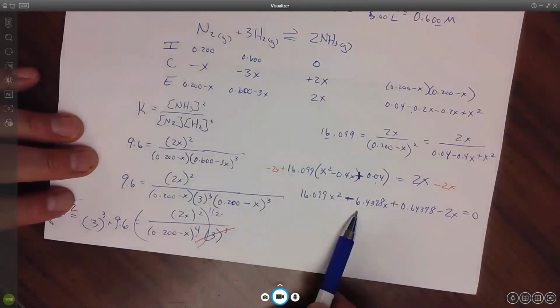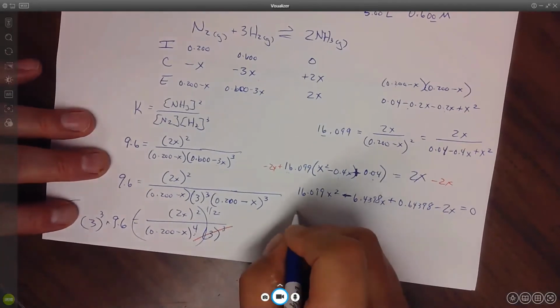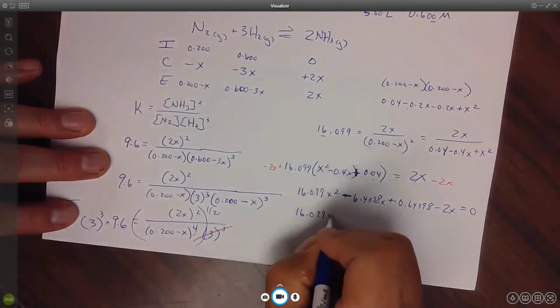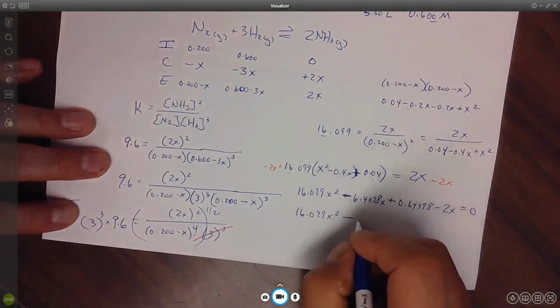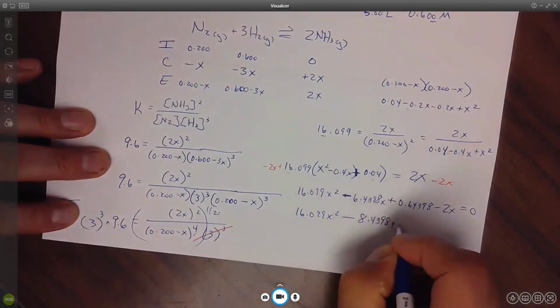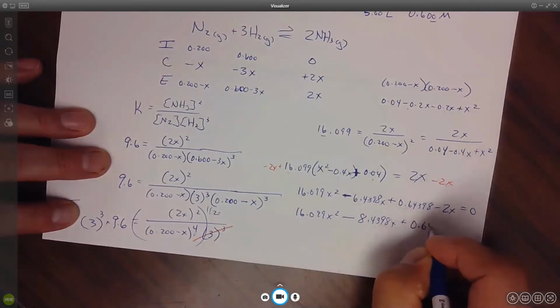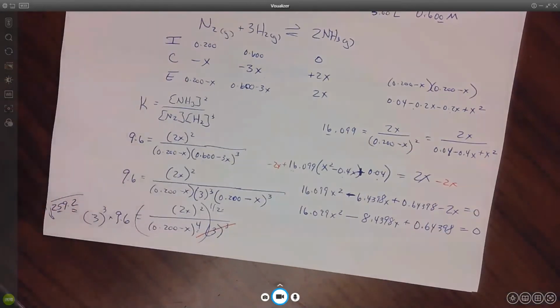I now have to combine these two guys. So I'm going to have 16.099x squared minus, now this was 6 minus 2, so this is going to be 8.4398x. And then this remains the same.